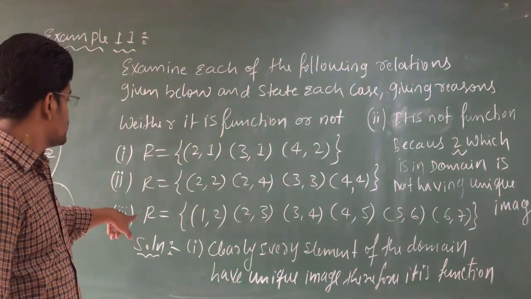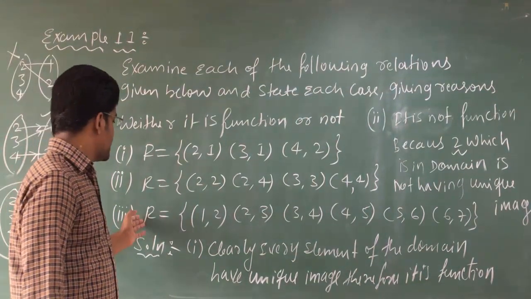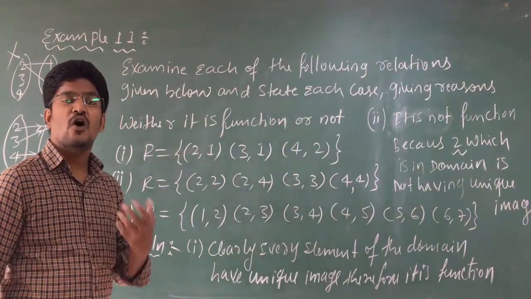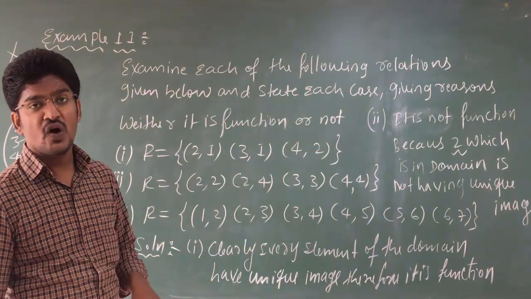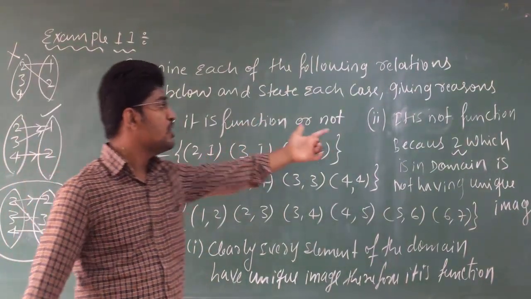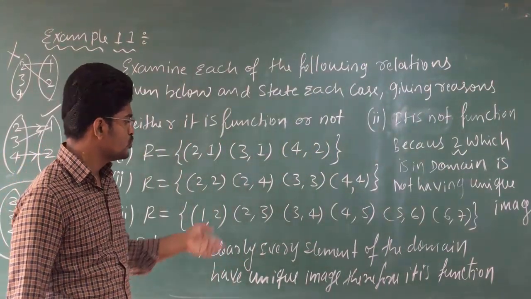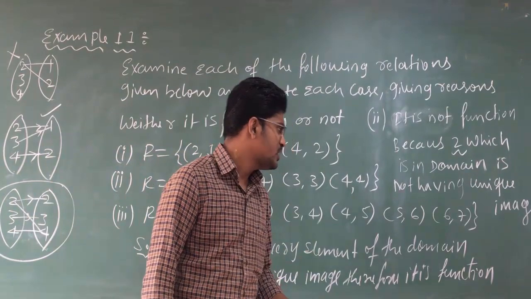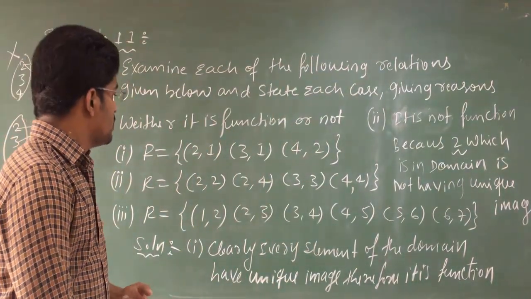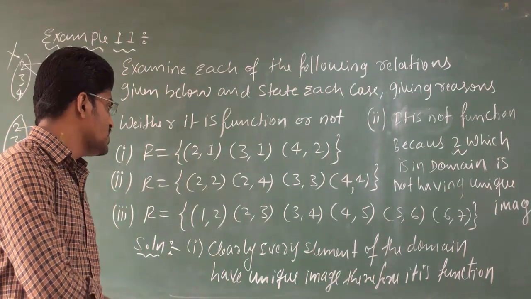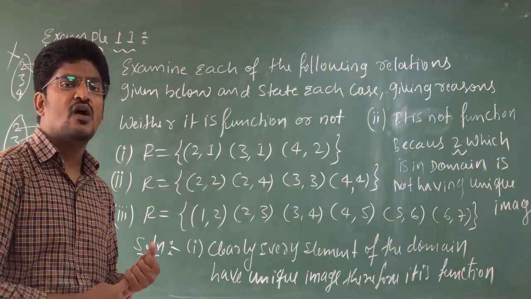Okay? And the third one, you try on your own. Try to answer the third one as yes or no. If it is yes, you have to write with the definition. If it is no, you have to write with the arrow diagram with the example. Clear? So no problem. 1 maps to 2, 2 maps to 3, 3 maps to 4, 4 maps to 5, 5 maps to 6, 6 maps to 7. Already I got the answer, but I will not tell. You try on your own and check whether you get the correct answer or not.